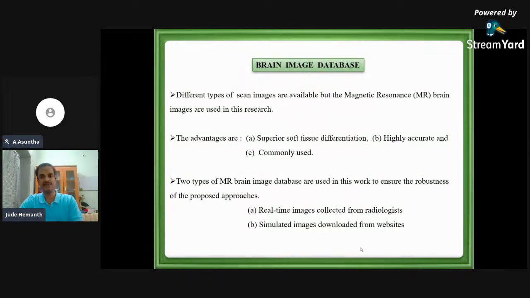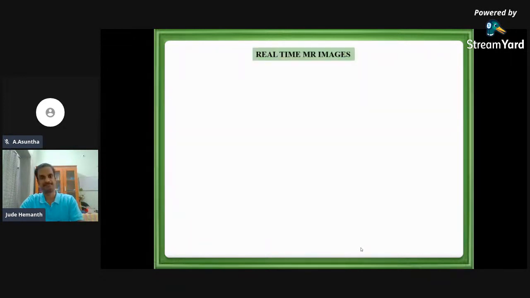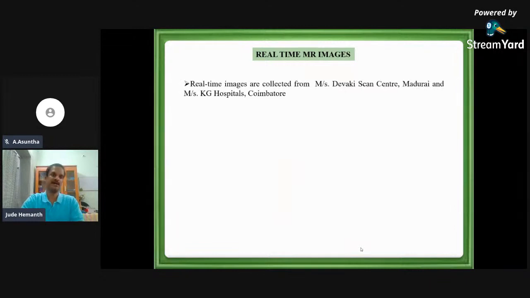And this collection of MR brain images can be done with the help of two types of data collection. One is the real-time images, where you need to approach some doctors and collect the data. And the other one is you can collect the images from the internet. I will tell you both the ways. And the images which I have used here are collected from Devaki Scan Center from Madurai.